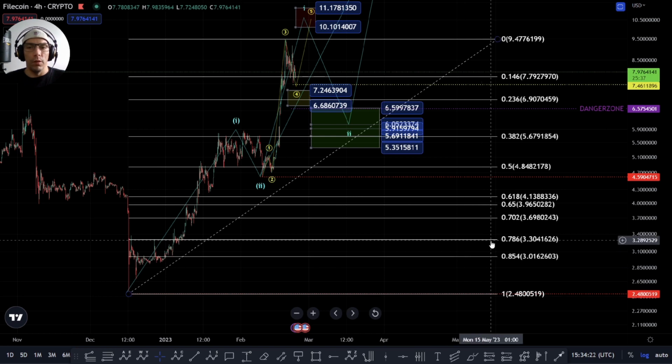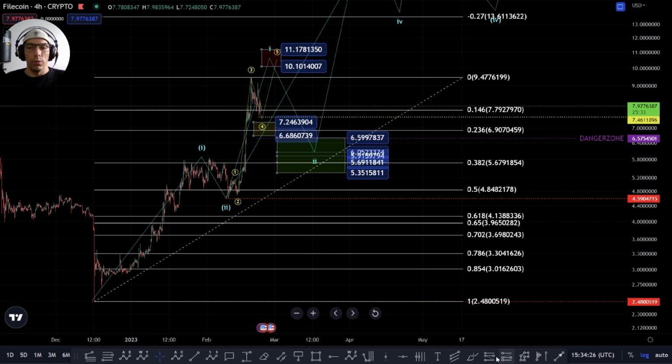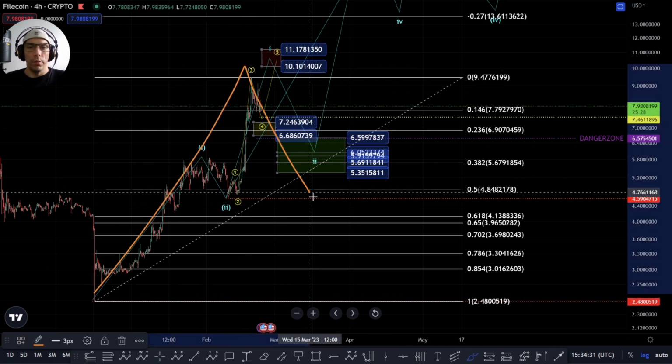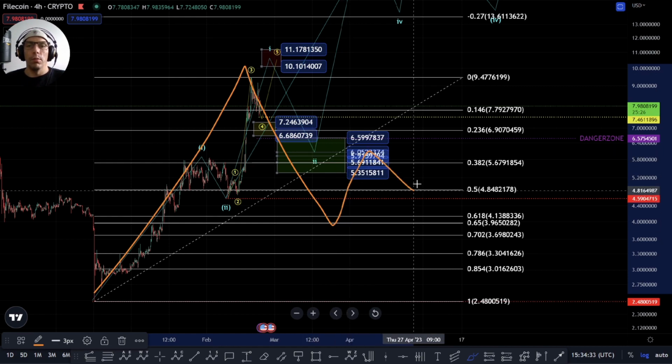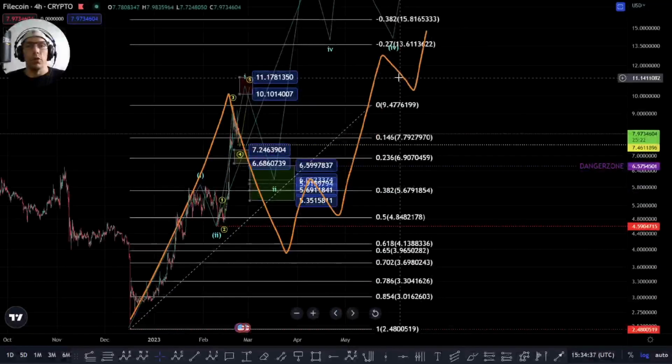We wouldn't really want to come deeper than this 786, and then that could actually give us the potential to form a bigger structure here where this becomes a wave one, we come down for a two, then we start to form bigger five-wave structure to the upside, and then look to actually push up much higher.